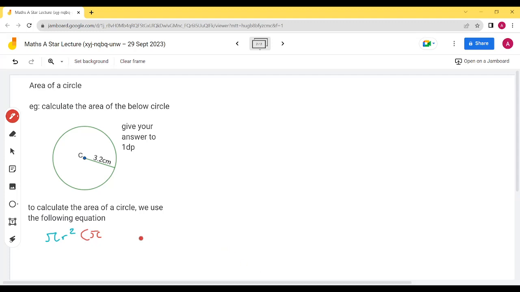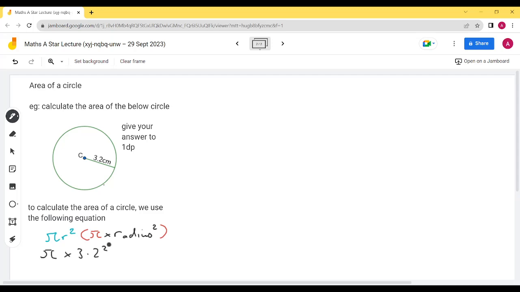And here, what it effectively means is it's pi times the radius squared. And r means the radius. I'll write that in here just to be absolutely clear. So pi multiplied by the radius squared. The radius is just a straight line from the middle of a circle. So we've got that here, which is 3.2. So it'll be pi times 3.2 squared.